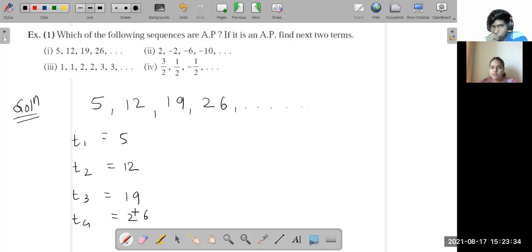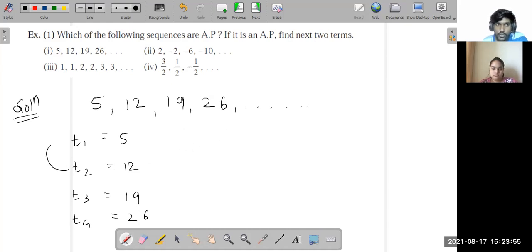What if all from T1 to T4 are not given? Say T2 is not given, but T1, T3, and T4 are given. Then you can use a formula and find out T2 also. But it has to be in arithmetic progression. Then you can find it out. Now, in this question, we have to check whether it is an AP or not.